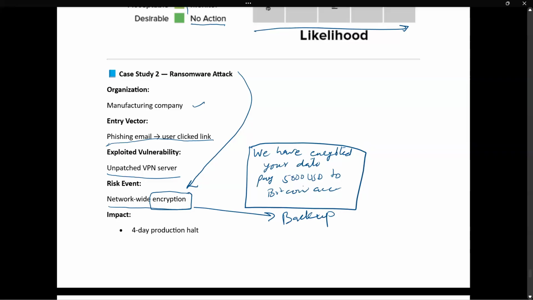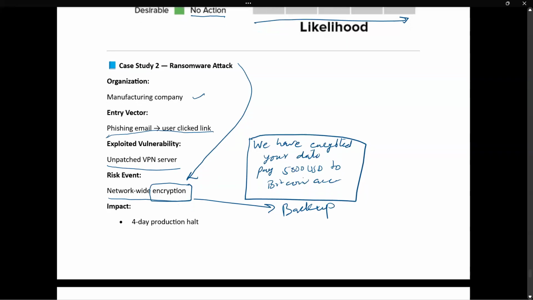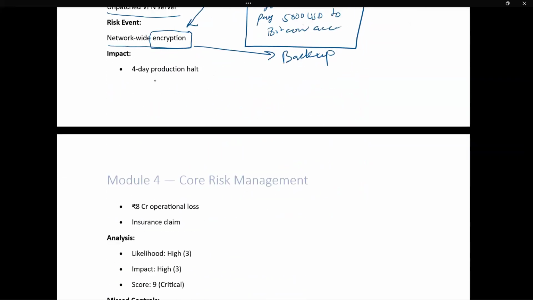Now let's talk about if the company does not have protection. What would be the impact? They would have some impact on production. Maybe in this example, they have a 4-day production halt. They got 4 crore operational loss, and they got an insurance claim.